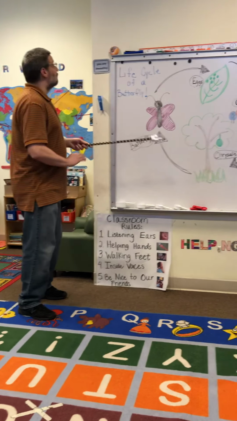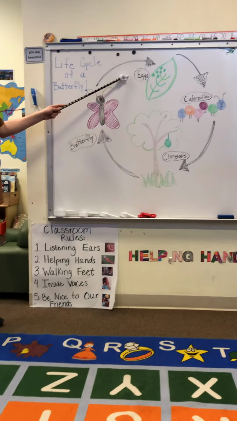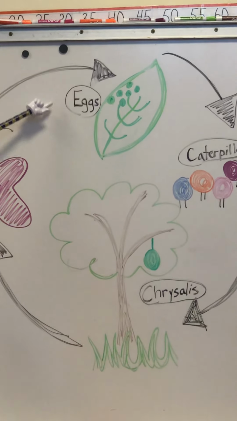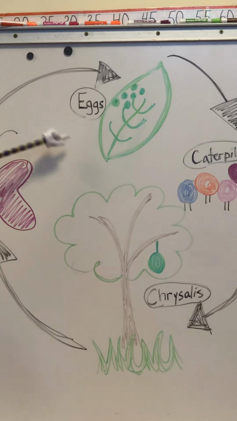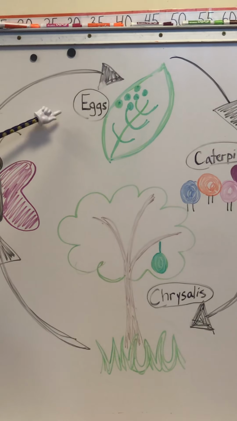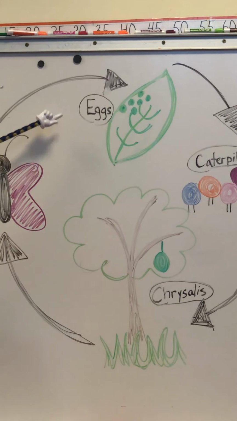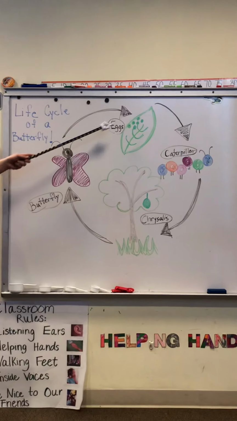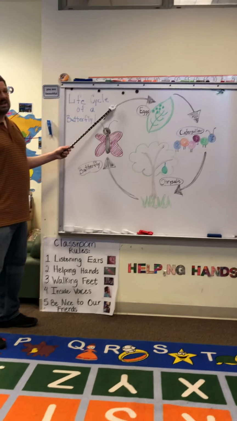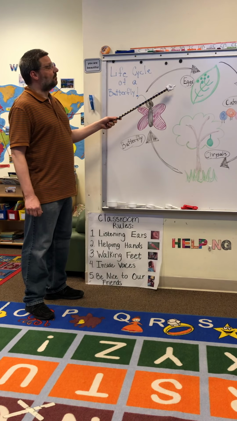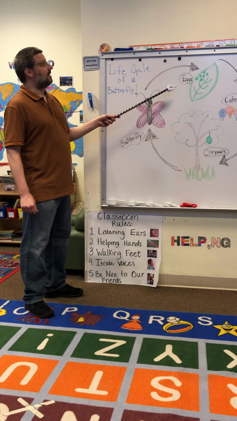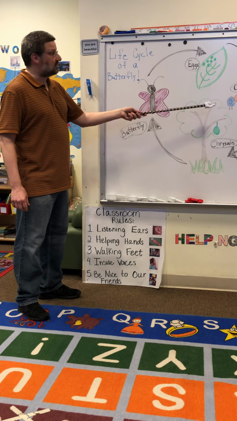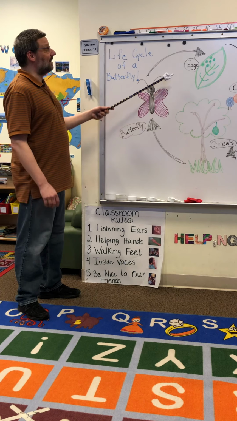First we have the eggs. A butterfly starts in eggs, like a lot of other animals and insects do. They start in eggs, and this is a picture of a leaf. And so when you see little bumps on a leaf, a lot of times those are eggs of an insect. Now these eggs in this picture are green. I think the eggs of the monarch butterfly are white, but we can't show white on a whiteboard. You guys know how that goes.